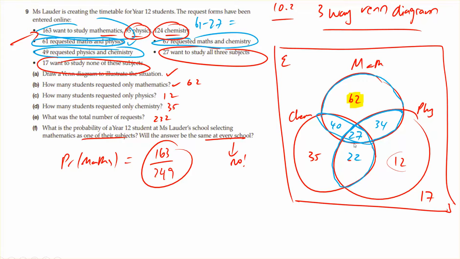So the trick is you do the middle one first, then you work your way outside. You do each intersection, and then you work out the whole circles. And if you need to work out the outside, you need to know what the total number is, but in this case, it's given to you. So hopefully that helps.